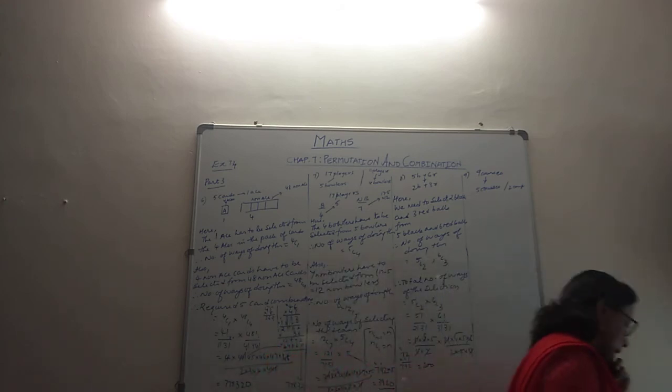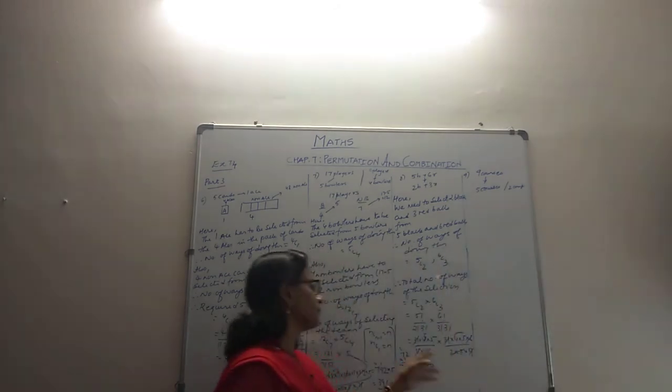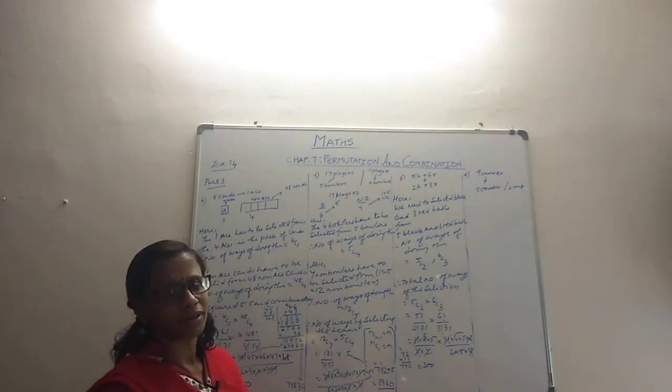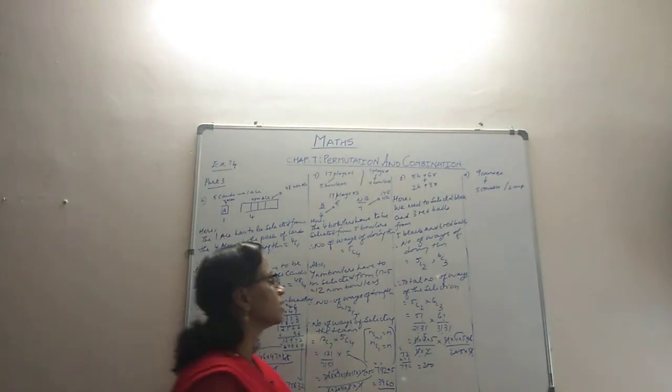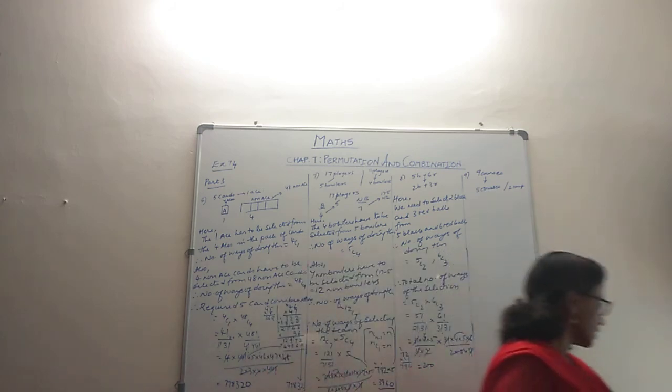200 again. Yeah, 200. This can be done in 200 ways. Simple. We have done that earlier. Let's take the 9th one. That is also a simple problem.